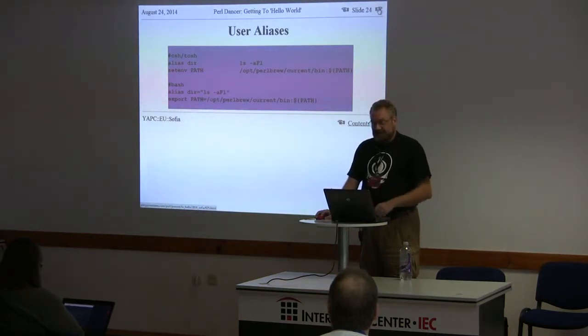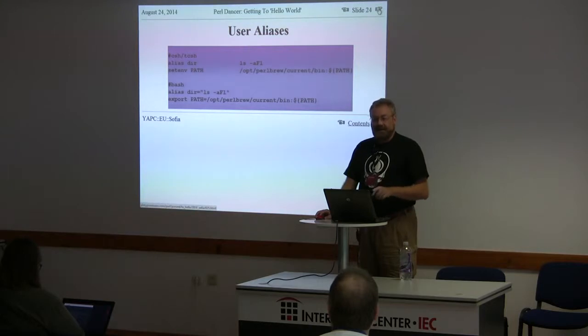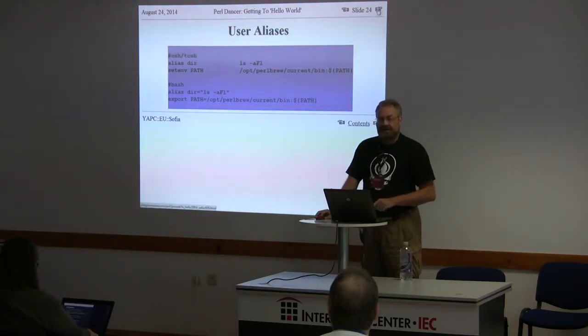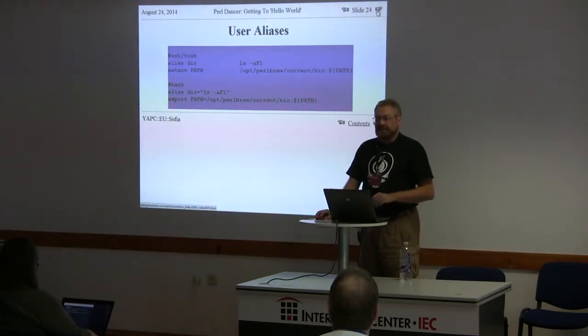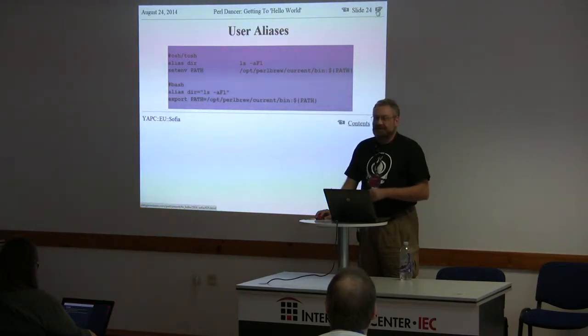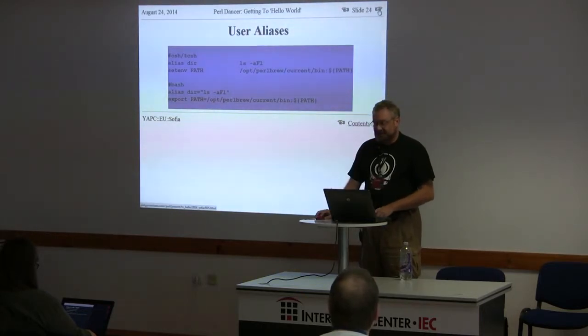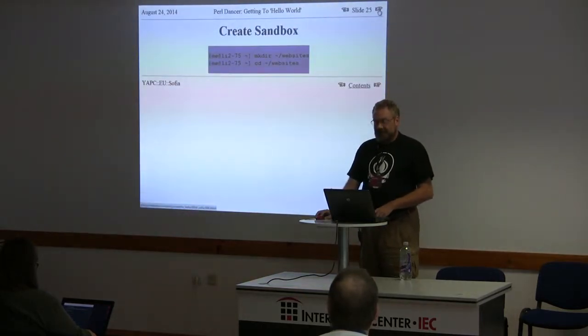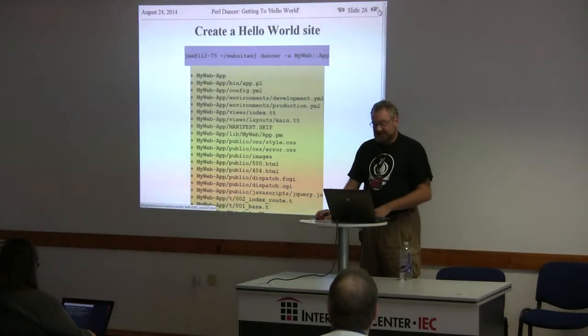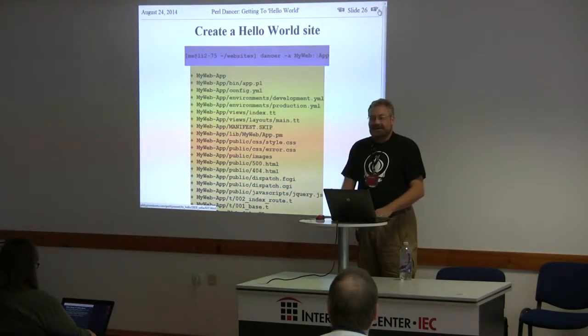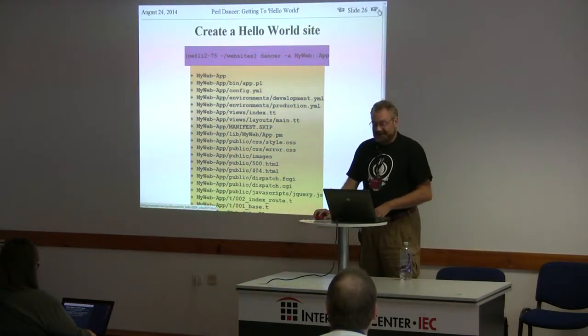Aliases, we're going to set up a few places. We need to set where our Perl is. We're going to put it at the front of the path. Perlbrew, the way it normally works, is you as a mere mortal install your Perls in your home directory. We didn't do that. We put it someplace completely different, so we need to find it. We'll create a sandbox. In my home directory, I just have a directory called websites.